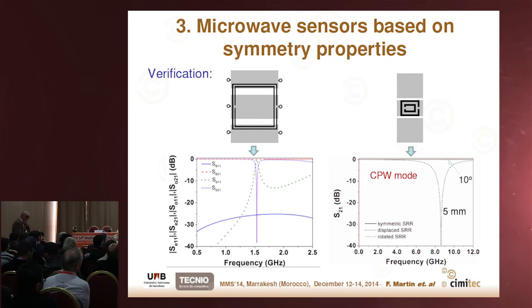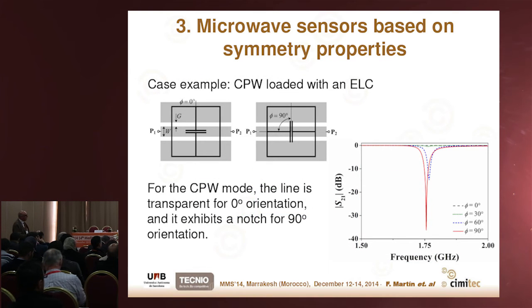Here is the verification. Notice that for the fundamental mode, the even mode, the structure is transparent here. But the notch appears in transmission for the odd mode. And in this case, the simulation shows us that for this symmetric configuration there is total transmission, but this total transmission is lost if I rotate the resonator a little bit, 10 degrees in this case, or if I laterally shift it up or down, in this case by 5 millimeters. We have a strong notch.